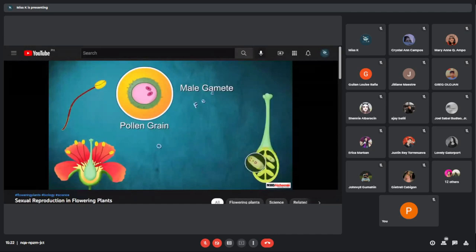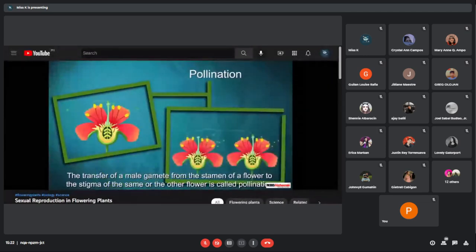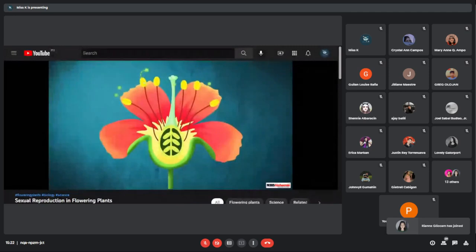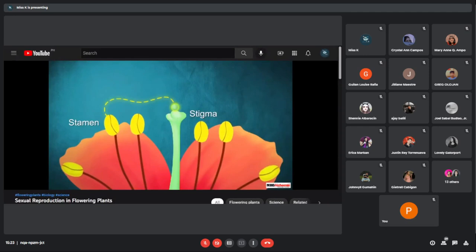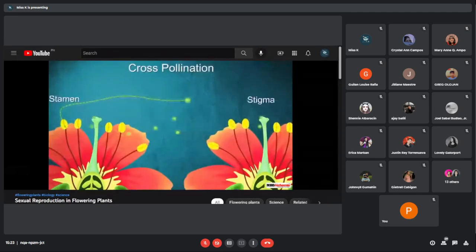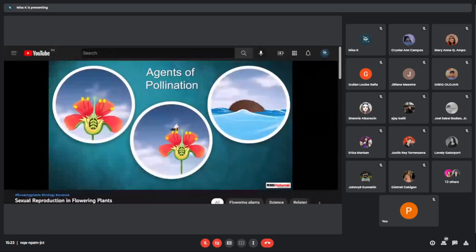Now for that, first a pollen grain carrying the male gametes is transferred from the stamen of a flower to the stigma of the same or another flower. Such transfer of pollen grains is known as pollination. If the pollen grain lands on the stigma of the same flower, it is called self-pollination. If it lands on the stigma of another flower of the same type, it is called cross-pollination. Pollination occurs with the help of different agents.